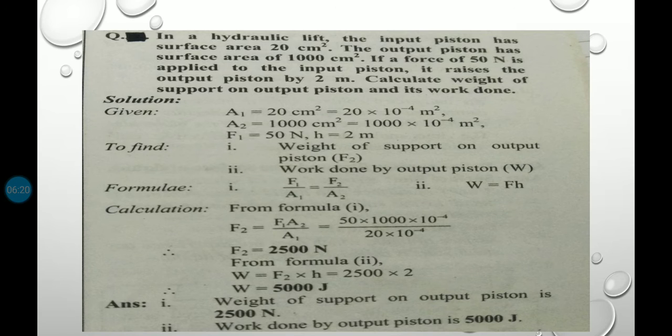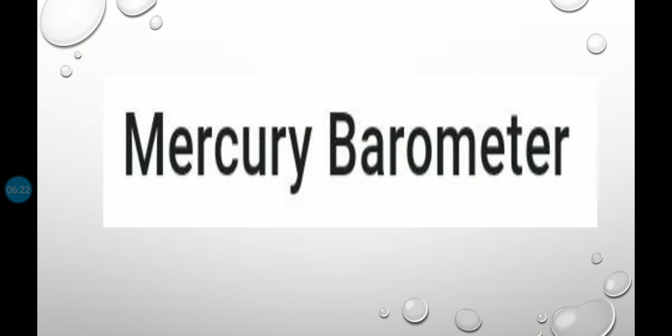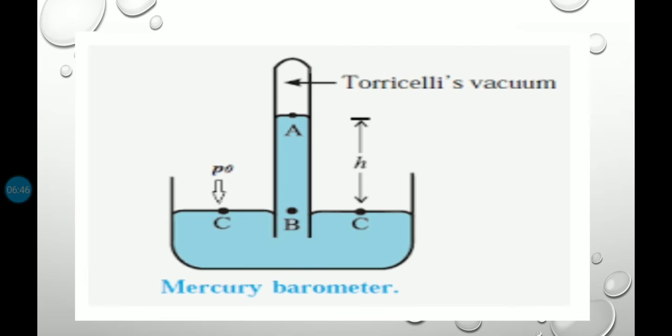Then next, students, we have to discuss the next topic, that is measurement of pressure. There are two instruments for measurement of pressure, that is the mercury barometer and the open tube manometer. At first we discuss the mercury barometer. The mercury barometer is an instrument which is used to measure atmospheric pressure.